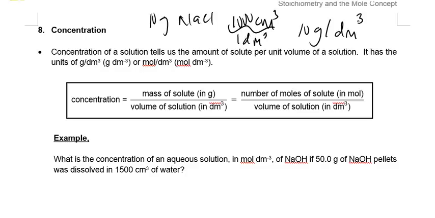So concentration is basically telling us what is the mass or what is the amount of solute per unit volume of a solution. And there are two main ways in which we go about doing this. We have the mass per unit volume, or we have the number of moles per unit volume. So this is simply mass divided by volume, or number of moles divided by volume. So let's take a look at the example here.